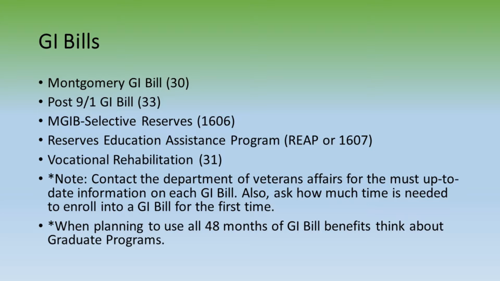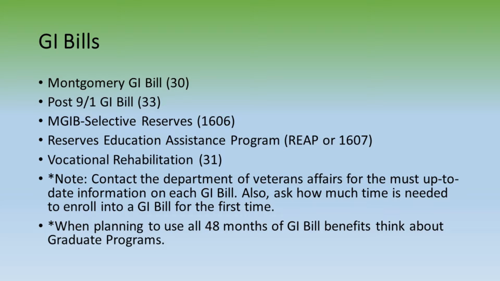The next GI Bill is the Post 9/11 GI Bill, or better known as Chapter 33. This GI Bill will pay a member monthly as if they were receiving BAH as an E5 with a dependent according to the location of the institution. Also, it'll pay $1,000 worth of book stipends and pay for a certain amount of tuition costs. Next, I'm going to combine two GI Bills, which is the Montgomery GI Bill for Selective Reserves, also known as the 1606, and the Reserve Education Assistance Program, or better known as REAP, or the 1607.